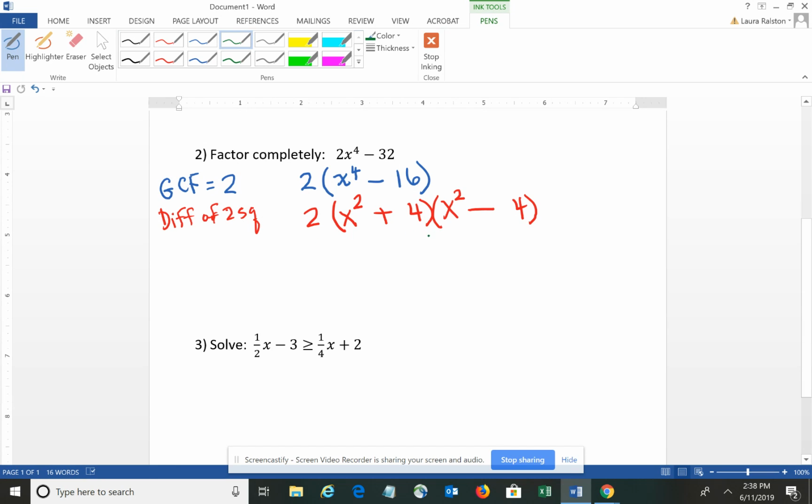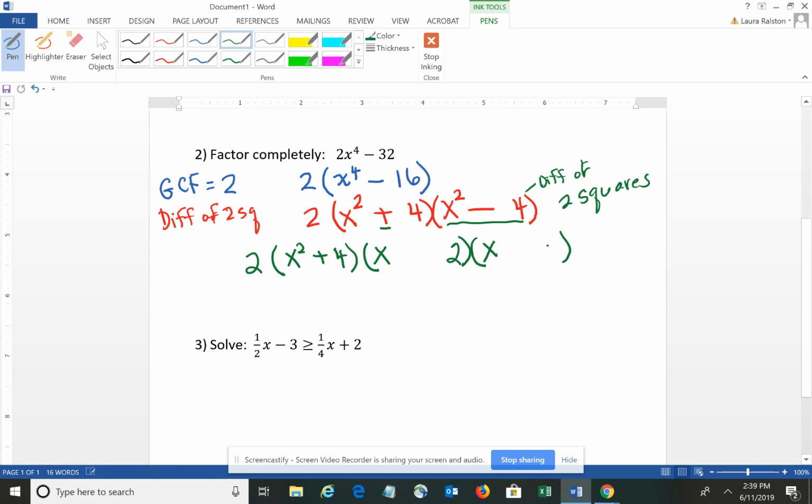Okay, so then if I'm looking at this thinking I'm finished, I want to check to make sure, could I break down x squared plus 4? Because there's a plus sign there, that is not something that I could actually break down again. However, x squared minus 4, again, is a difference of two squares. Okay, so I would have 2 times x squared plus 4, and then I'm going to break down this difference of two squares. To get x squared, it would have been x times x. To get 4, it would be 2 times 2, and I have one as a positive and one as a negative. So ultimately I have 2 times x squared plus 4 times x plus 2 times x minus 2.